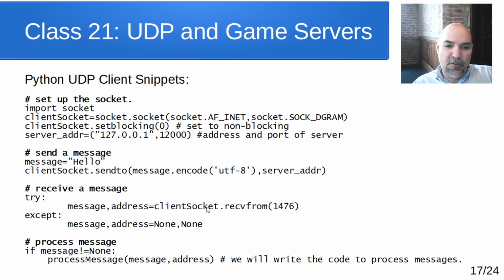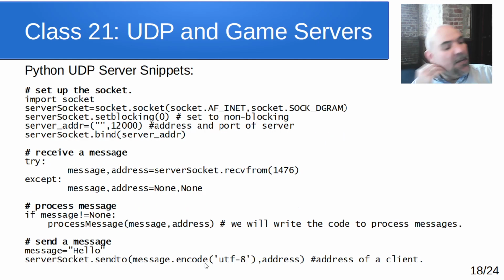Or if this fails, because it can fail if there's no message there, because we set blocking to 0, this will fail when there's nothing to receive. I'll set the message and address to none and none. And then down here, I'll say, hey, if the message I received was something other than none, then I got a message. So here I would process it in some way. I'd take that message that I received, do something with it, and I also know who it came from because I get the address of who sent me that message.